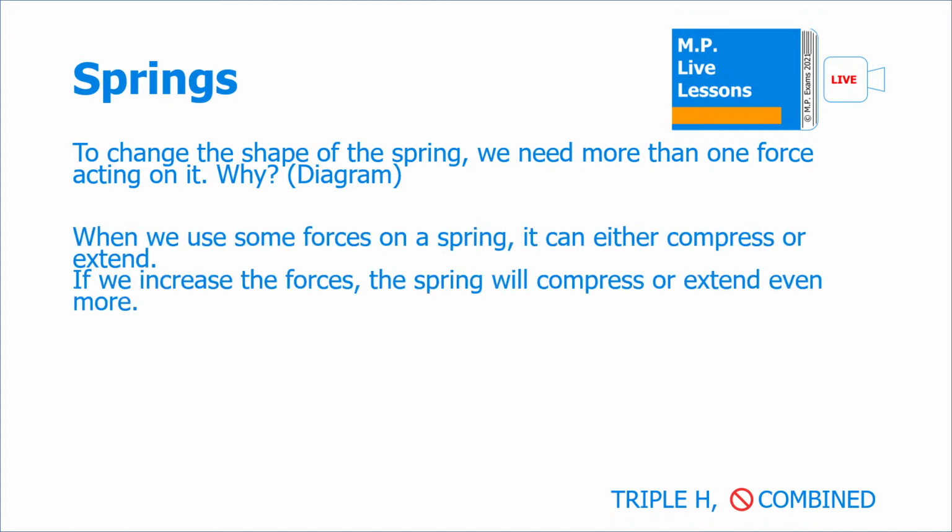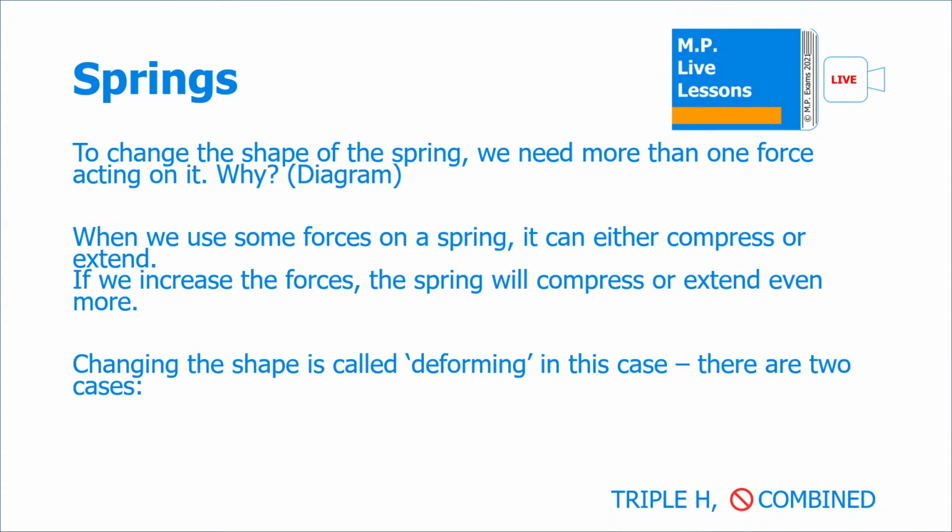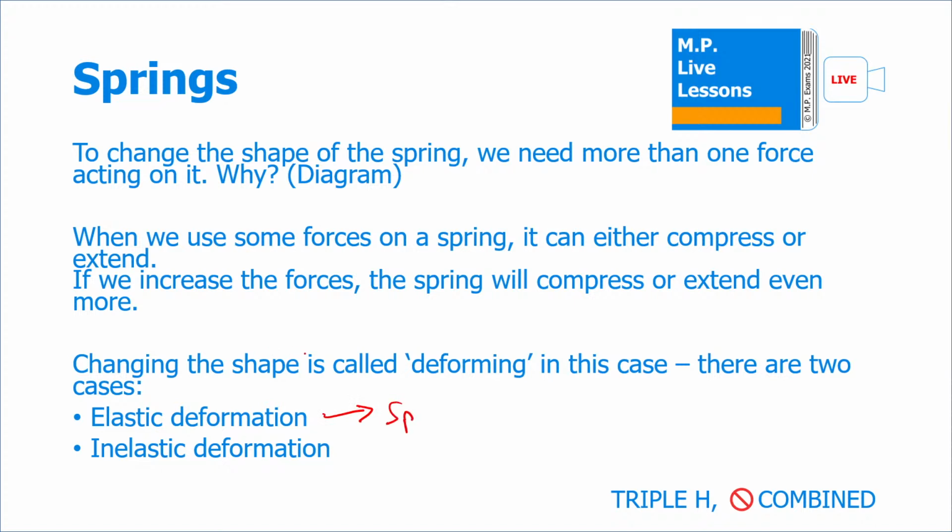Now, when we use some forces in the spring, it can either compress or extend. When we increase the forces, the spring will compress or extend even more. Now, changing the shape is called deforming in this case, and there are two kinds, elastic and inelastic deformation. Elastic involves the spring returning to its original shape. Whereas inelastic deformation, the spring doesn't return to its original shape.